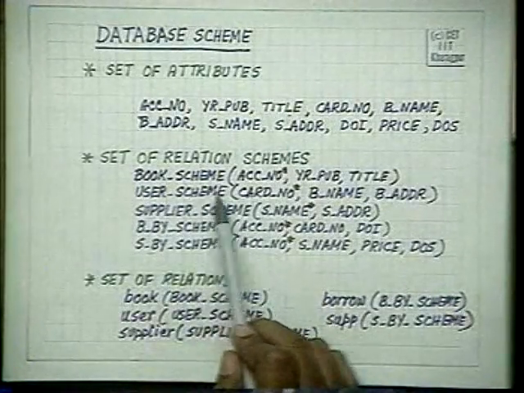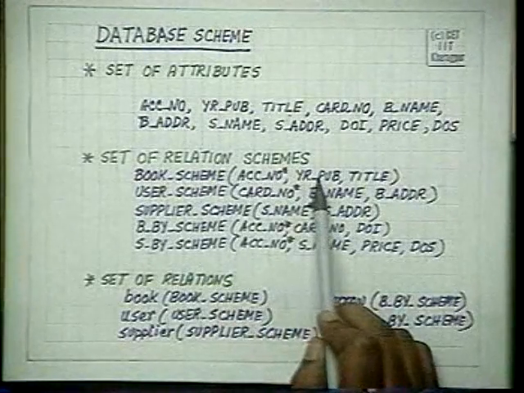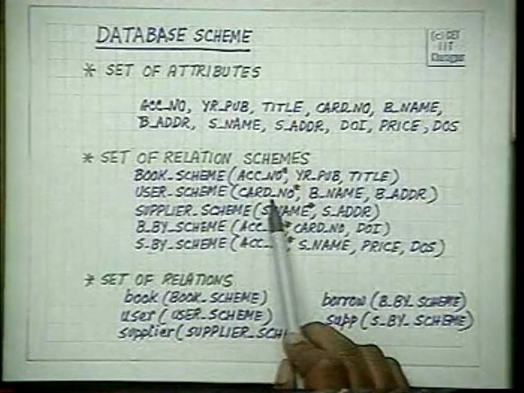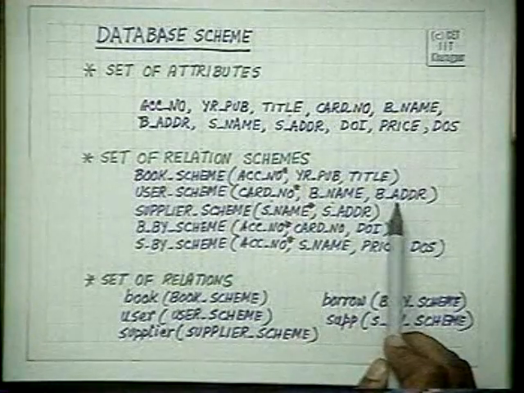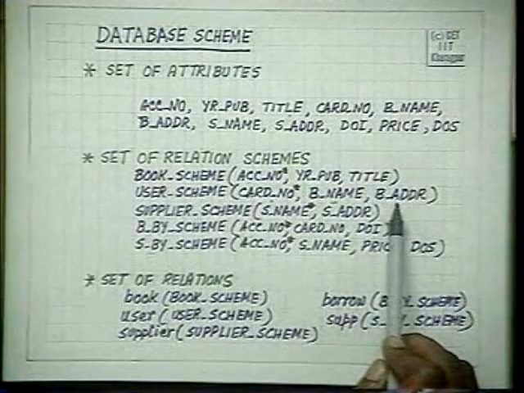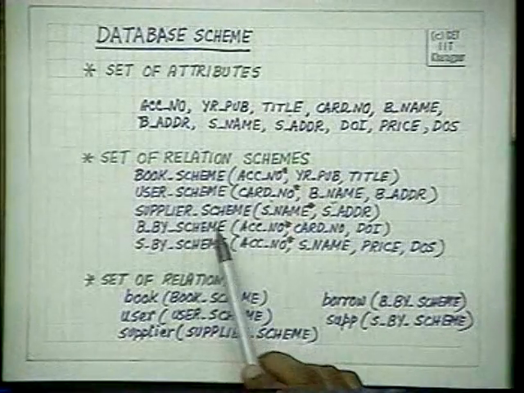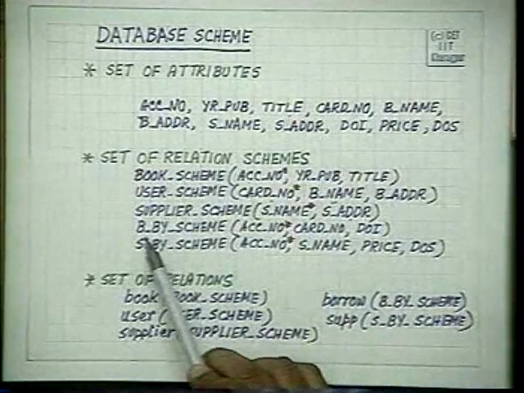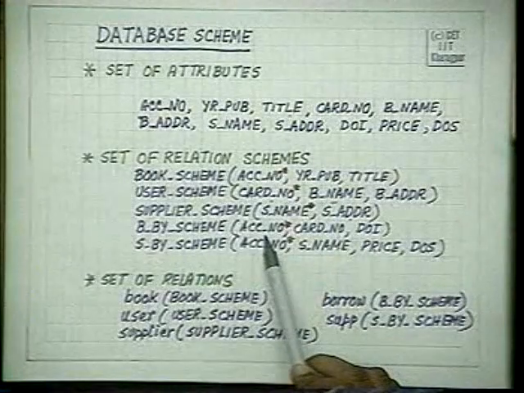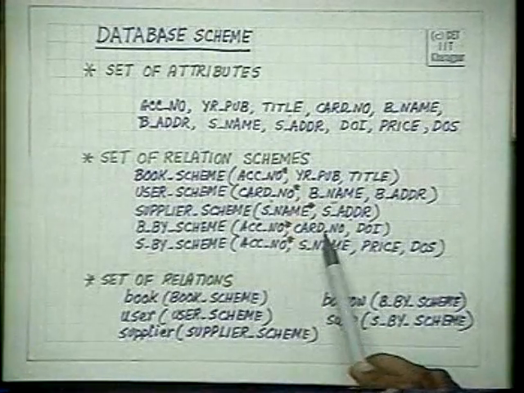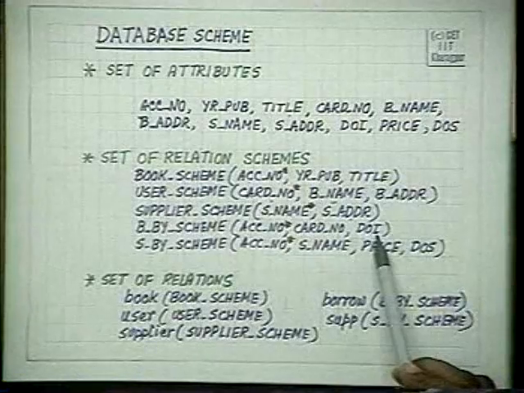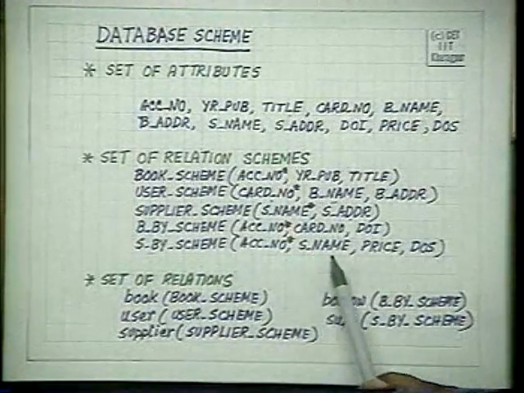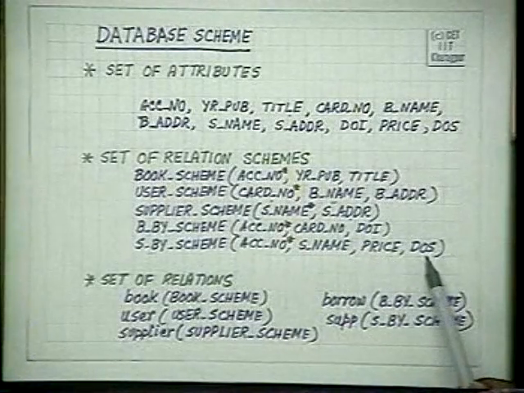The book scheme has attributes accession number, year of publication and title. The user scheme has attributes card number, book name, borrower's name and borrower's address. The supplier scheme has attributes supplier name and supplier address. The borrowed by scheme has attributes accession number, card number and date of issue, and the supplied by scheme has accession number, supplier's name, price and date of supply.